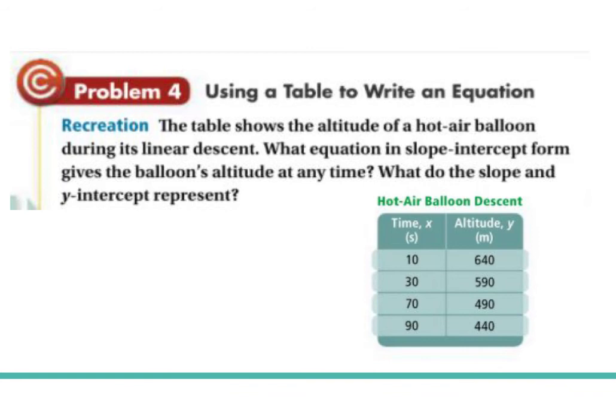I need someone, Alan, pick any point on this chart. 10, 640. And Tessa, pick another point, any point. 90, 440. All we're going to do is rewrite those 2 points next to it. So we've got 10, comma, 640, and we've got 90, comma, 440.